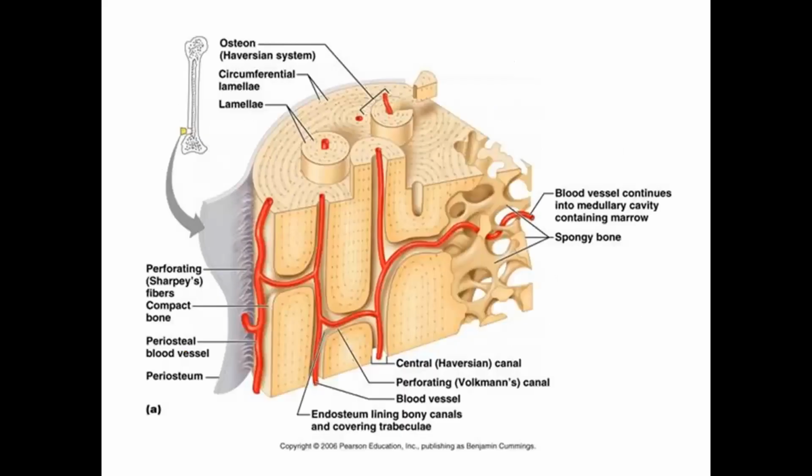Now here you see a diagram showing you the Haversian system. So this cylindrical area, this is an osteon. And you have these lamellae or layers of bone with the osteocytes. And this is the mineralized matrix. Inside you have the Haversian canal and the Volkmann's canal. So this is the structure of the Haversian system in compact bone.